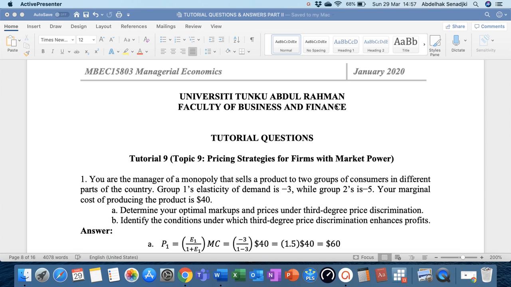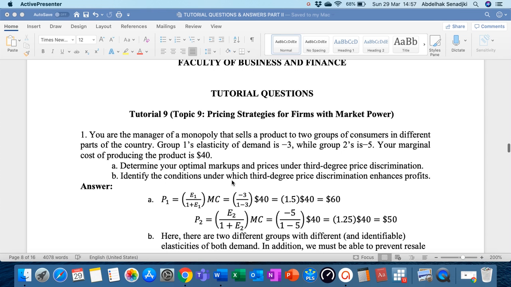So the first question reads as: you are the manager of a monopoly that sells a product for two groups of consumers in different parts of the country. Group 1, elasticity of demand is -3, while group 2 is -5. Your marginal cost for producing the product is 40. A, determine your optimal markup and prices under third degree price discrimination. And B, identify the condition under which third degree price discrimination enhances profit.